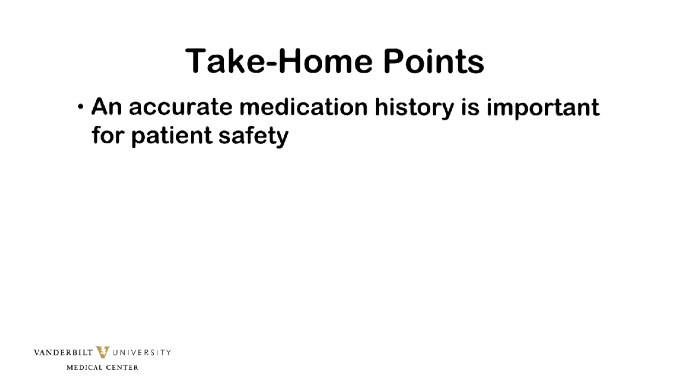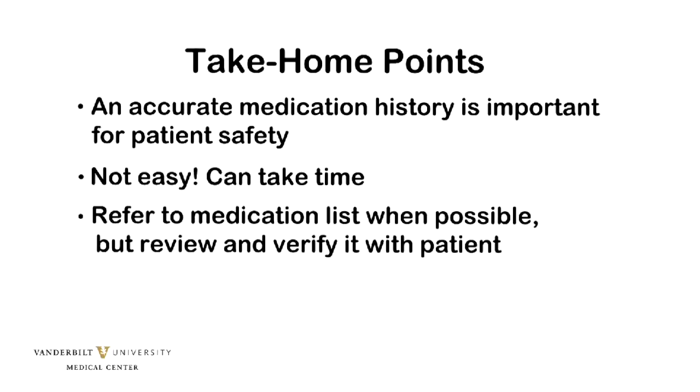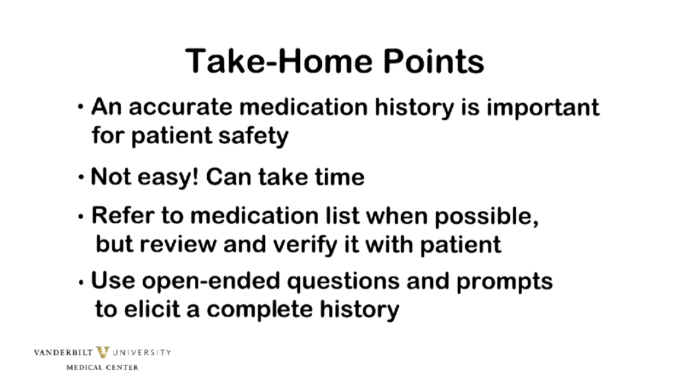Let's review some take-home points. Taking an accurate medication history is important for reducing medication errors and adverse drug events. Unfortunately, it's not easy, and it can take time. Refer to a medication list when you can, but be sure to review and verify it with the patient. By using open-ended questions and specific prompts, you can elicit a complete and accurate medication history.